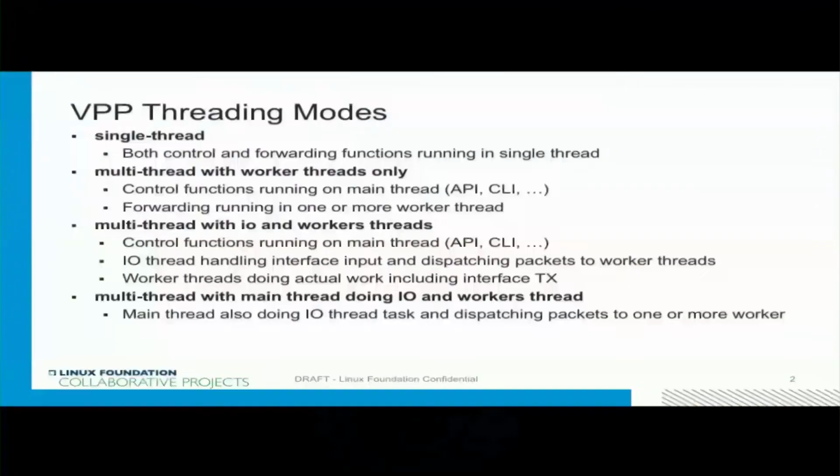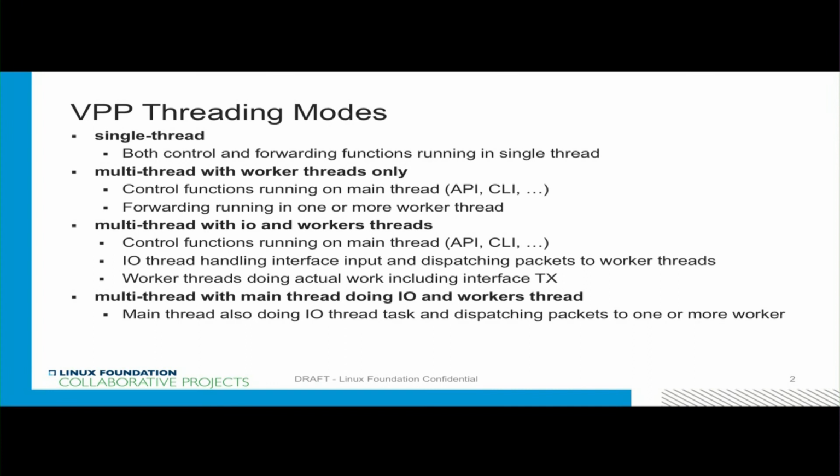transmit side. So VPP can be configured in four different threading modes. First and simple one is single thread. That is what you are running today in the Vagrant image. It's just a single VPP thread doing both the controller functionality like CLI, API, and the rest, and also forwarding packets. Second one is multi-thread with worker threads only.